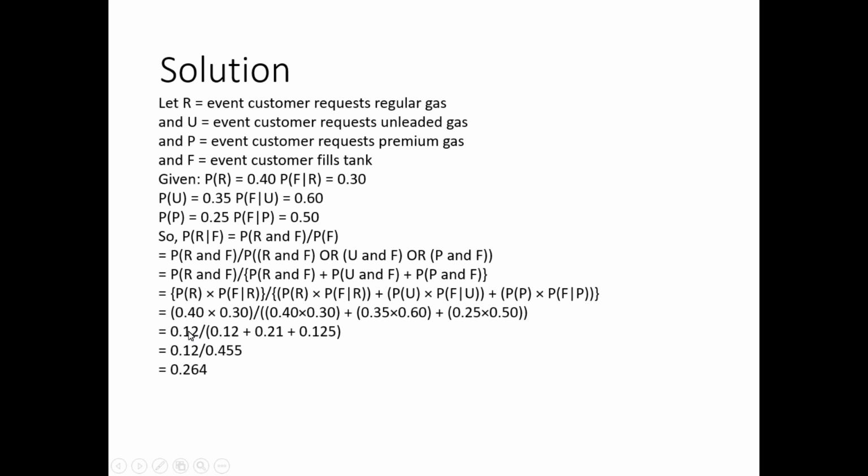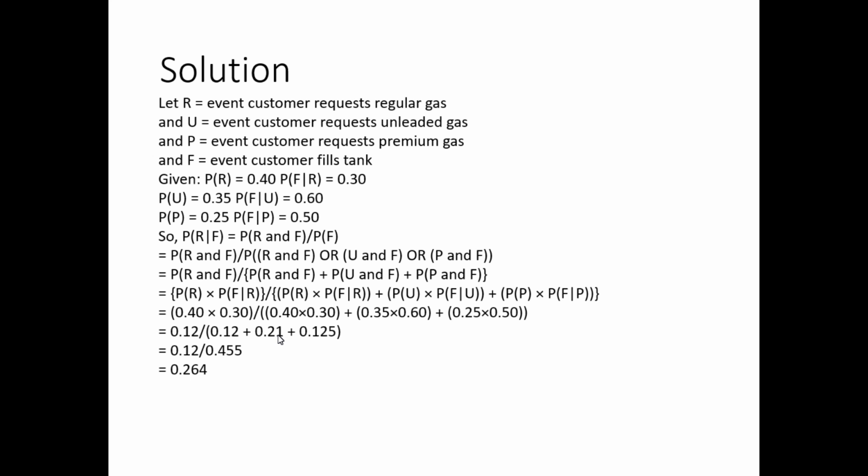But now we want to look at that out of the total number of times that somebody fills the tank. So the total probability of somebody filling their tank is the probability they get regular and fill the tank, we already found on top to be 0.12, plus the probability that they get unleaded and fill the tank. Well, the probability they get unleaded and fill the tank equals the probability they get unleaded, 0.35, times the probability they fill the tank once we know they've gotten unleaded, 0.6. When I multiply these two together, 0.35 times 0.6 gives me this 0.21.